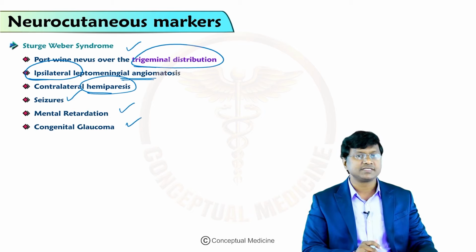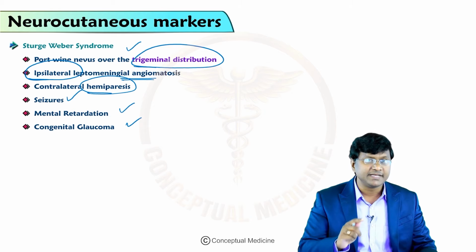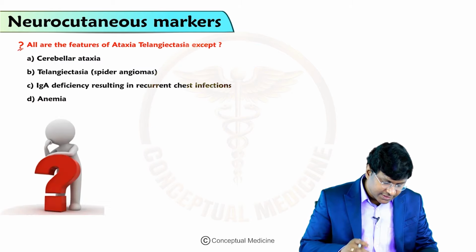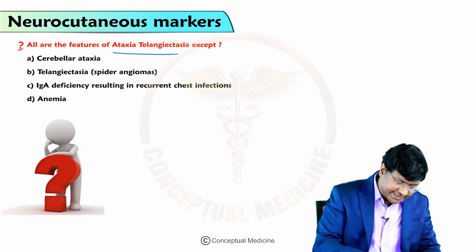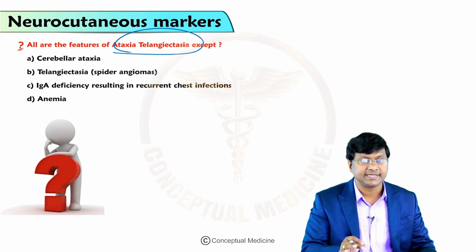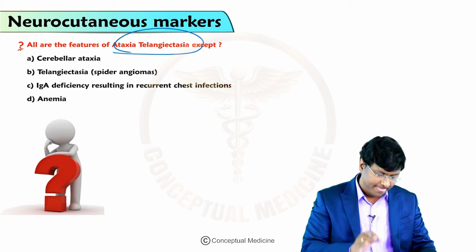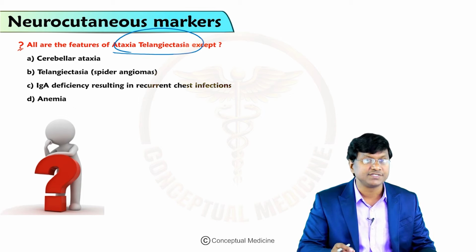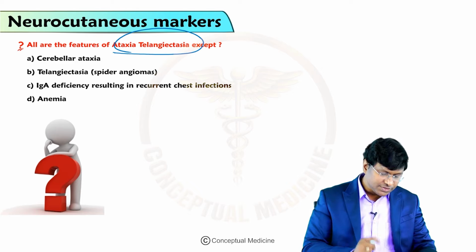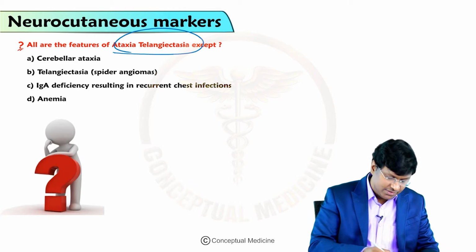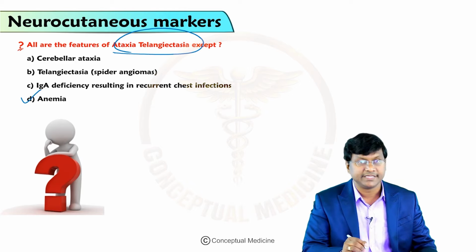Now, after having discussed Sturge-Weber, let me discuss another important neurocutaneous marker, that is ataxia telangiectasia. All are the features of ataxia telangiectasia except: cerebellar ataxia, telangiectasia, IgA deficiency resulting in recurrent chest infection, anemia. So the feature that you will not see in case of ataxia telangiectasia will be anemia.